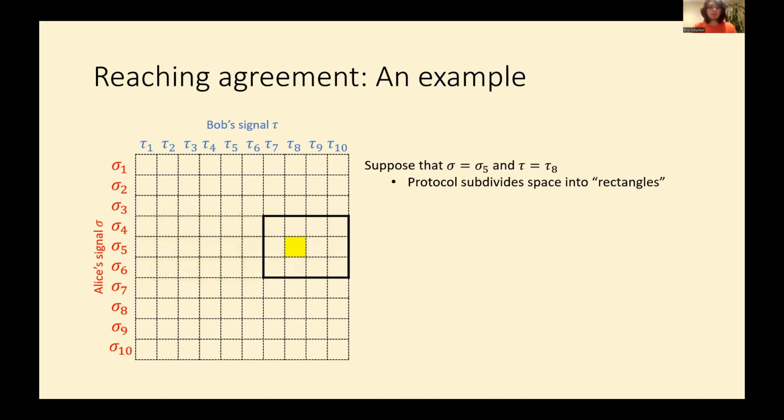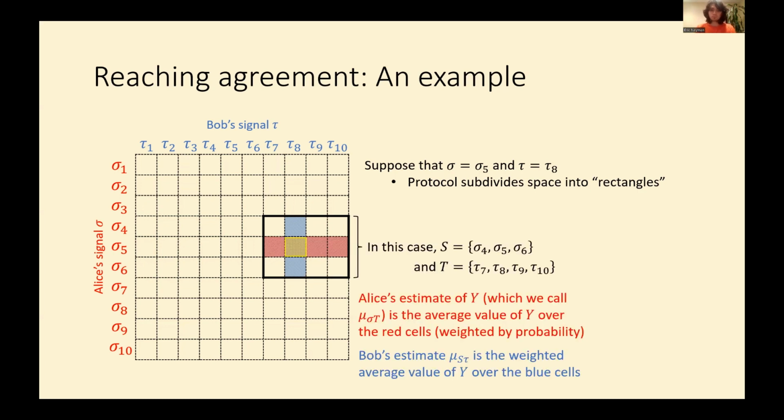And at this point, Alice and Bob both know that the true state of the world lies somewhere within this rectangle. Furthermore, Alice knows sigma, and so she knows that the world state is contained in one of these 4 red cells. Whereas Bob knows that we are somewhere inside one of these 3 blue cells. And so Alice's estimate of y is the average value of y over all world states contained in the red cells, whereas Bob's estimate of y is the average over the blue cells.